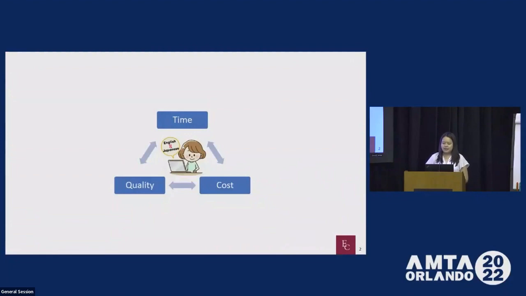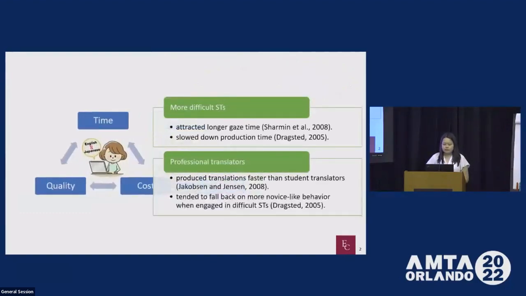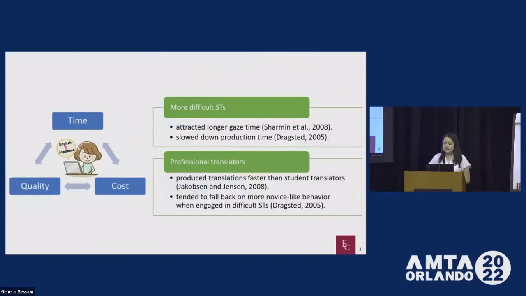As we all know, translators often have to work in this restrictive triangle of time, quality, and cost. What I am interested in this paper is the relationship between quality and time. Let's talk about time first. In TPR, various kinds of time, such as task duration and reading duration, have been investigated, typically through an eye tracker and a keylogger. It has been found, for example, that more difficult source texts tend to increase the time translators need, and that professional translators tend to translate faster than novice translators.